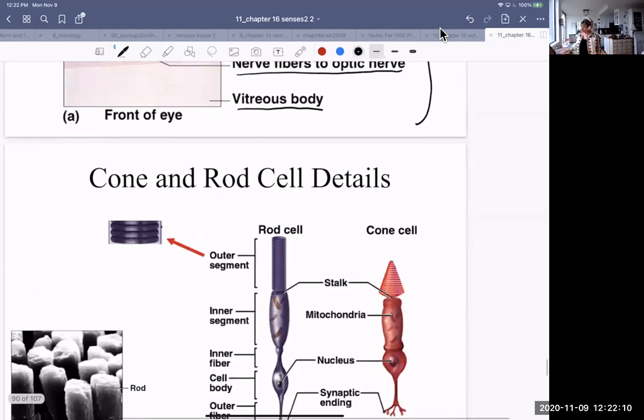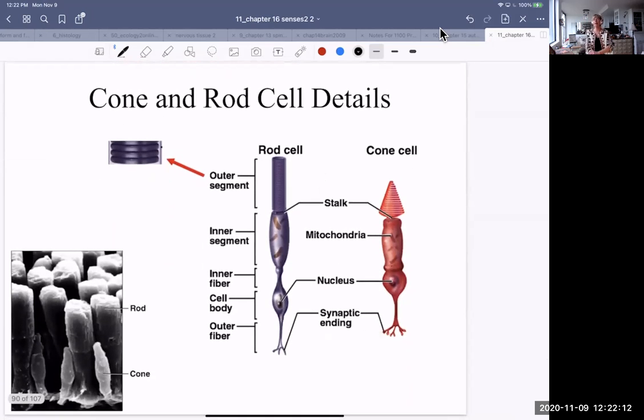So let's take a closer look. Why are they so good at detecting light? Part of the reason is that this rod cell here, the outer segment, is stacks of discs. Those are all discs of membrane. Like there could be 1,000 of them. And all of those are embedded with receptor proteins or opsins, which are pigments.